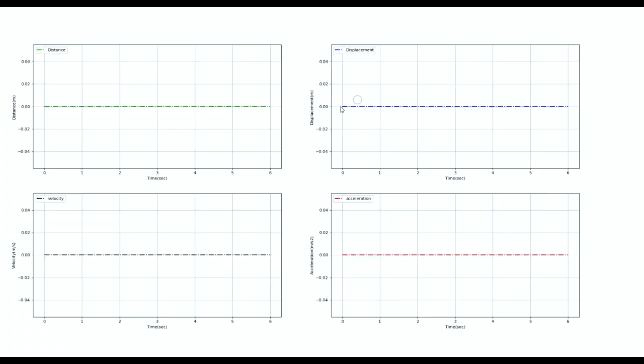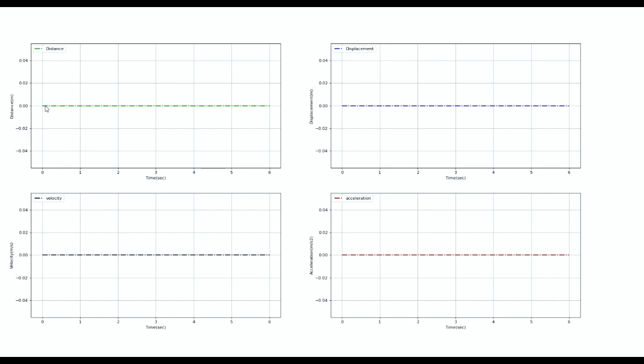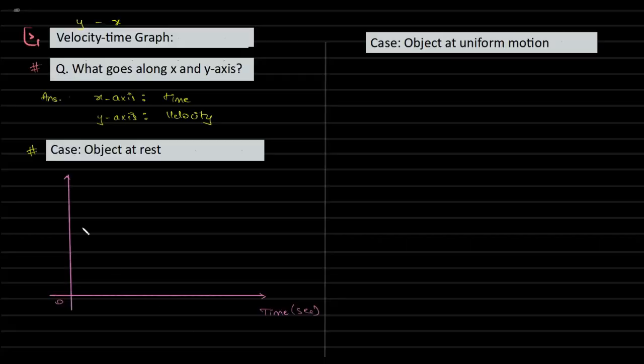So let's see. We have the distance time graph. The distance is neither increasing nor decreasing, which means the object is not moving. So how will the velocity look? The velocity is 0. It's along the x-axis. So basically over here we have the velocity along the x-axis. If this is velocity expressed in meters per second, we have it on the x-axis from 0 to t.